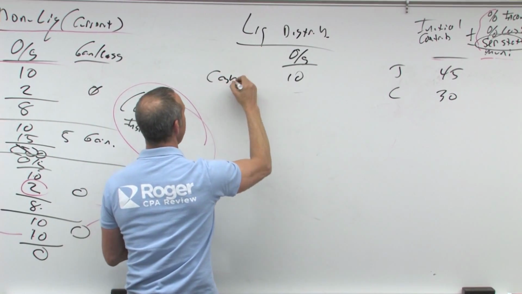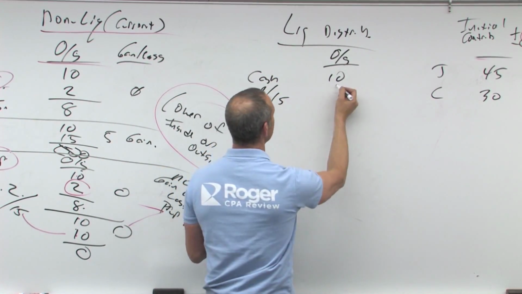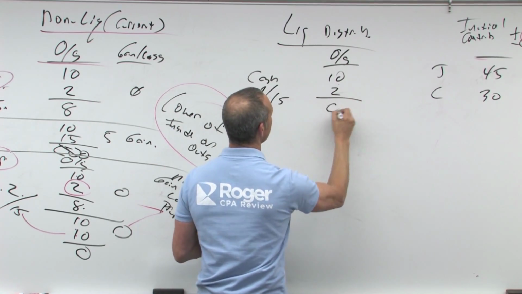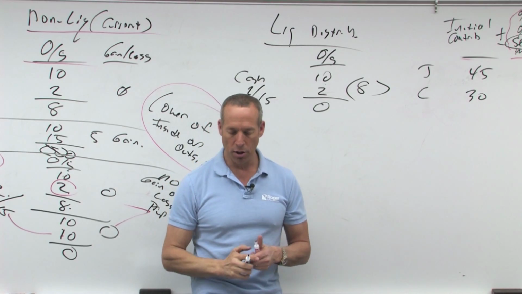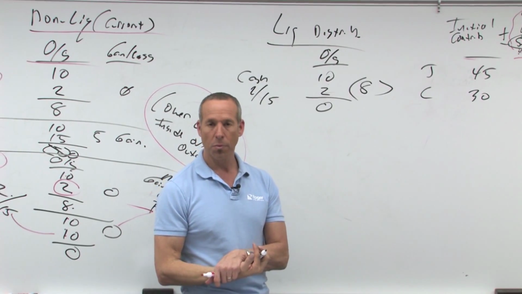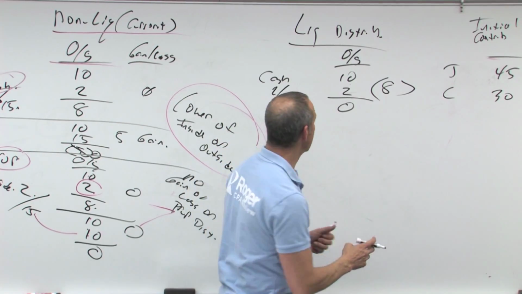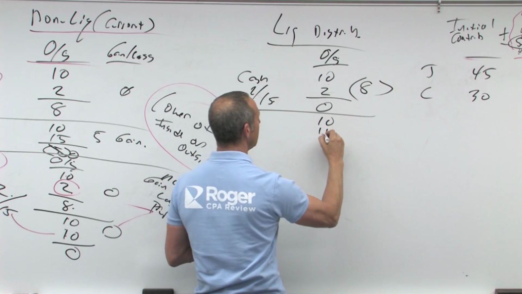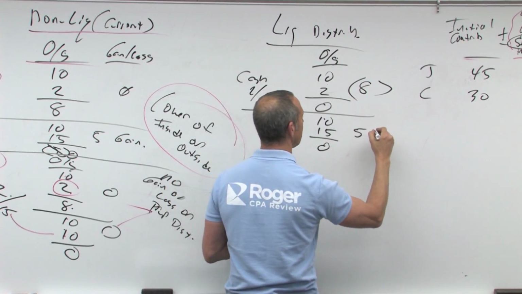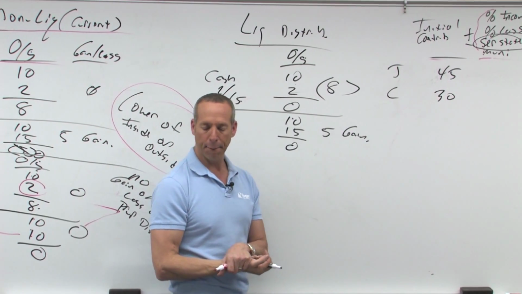First case, I'm going to get cash of 2, and then 15. So I'm going to get cash of 2, but my basis has to go to 0, so I have an $8 loss. That's going to be a capital loss. Instead, I have a basis of 10. I get 15, and it has to go to 0. I have a $5 capital gain.